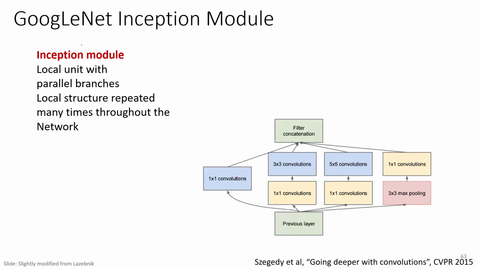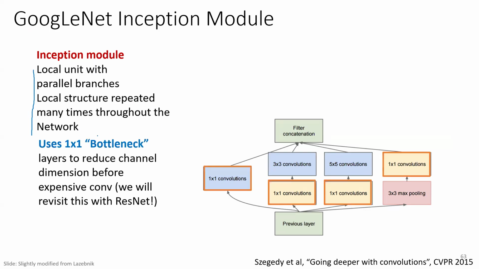So briefly about the inception module, you can see this is a local unit with parallel branches. The local structure is repeated many times throughout the network. So use the one by one bottleneck. When you use a one by one bottleneck, it reduces the channel dimension before expensive convolution operations. This is the reason. So you can see it saves convolutions. But of course you have this one.